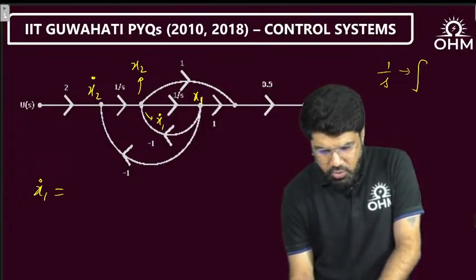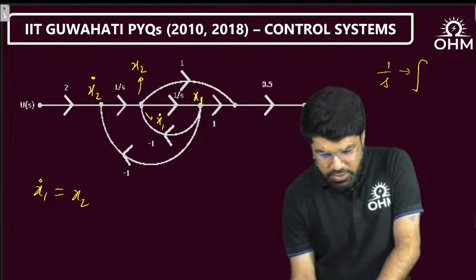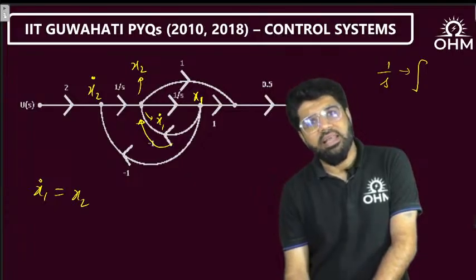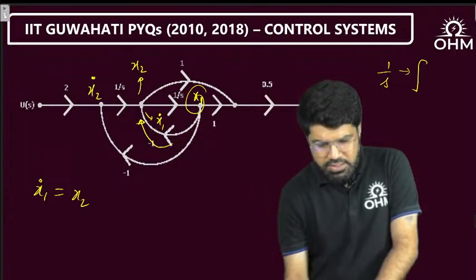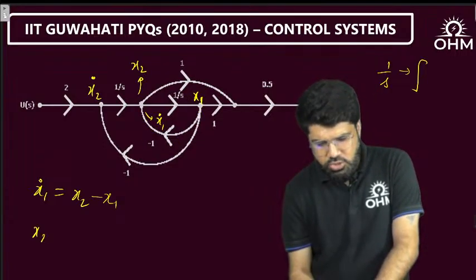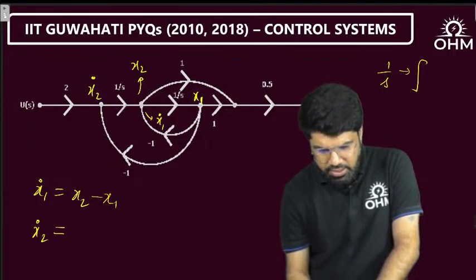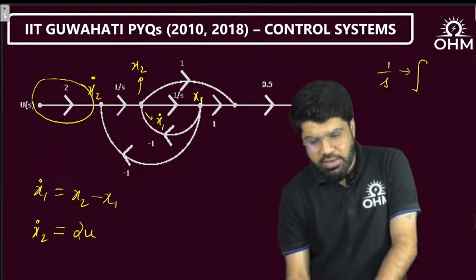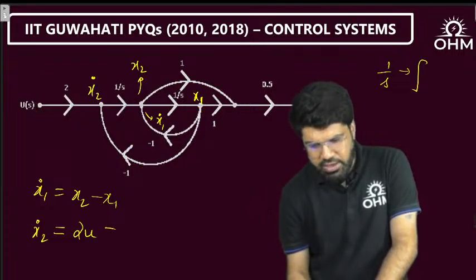Now x1 dot is equal to x2. But at the same time, at x1 dot there is one more incoming line. Everybody see carefully: that incoming line is from x1 multiplied by this gain minus 1. So minus of x1. Then we will rearrange. What is x2 dot? It has an incoming line from the input, that is 2 into the input, and also one more incoming line, minus 1 coming from x1. So we'll write it as minus x1.